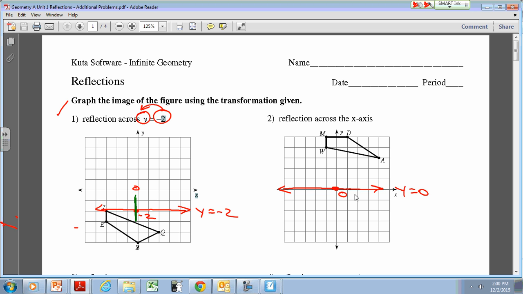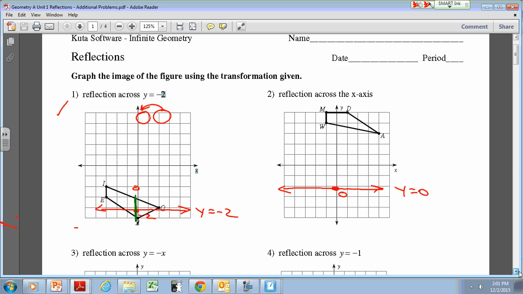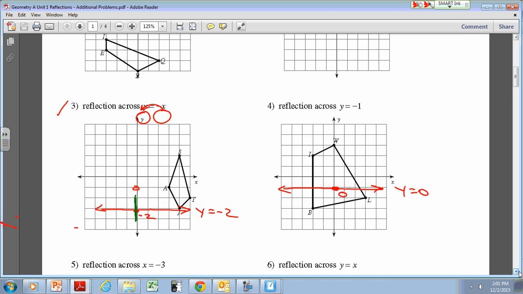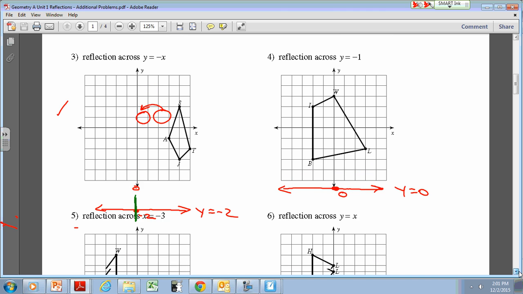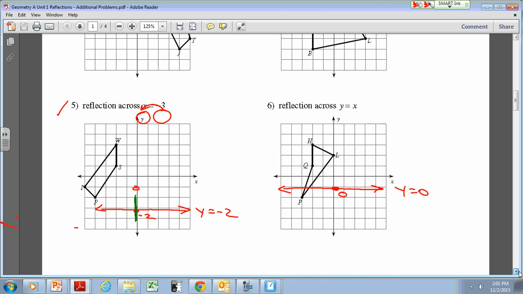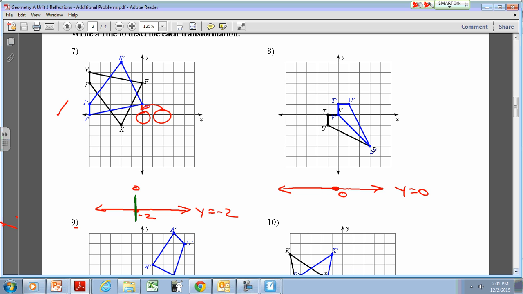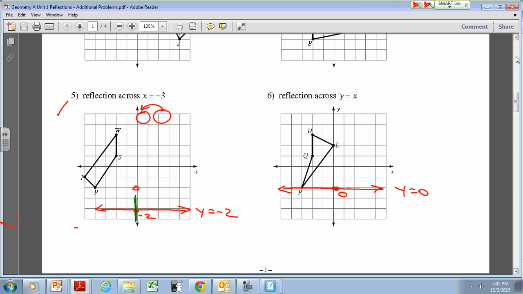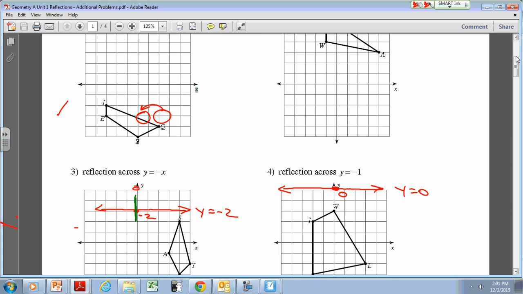Do me a favor, if there's another y equals problem on there, find it and highlight that line. What number is another y equals problem, if anyone sees one? Leave number 3 alone, he's tricky. Number 4, 4 and 6. Please put in the y line for number 4. 5 is going to be a little different because this is an x, but it's the same concept.